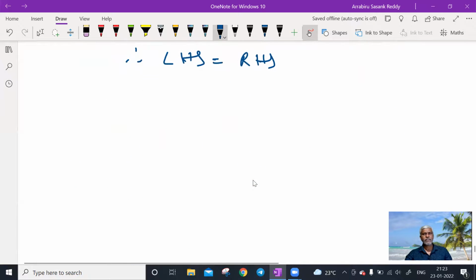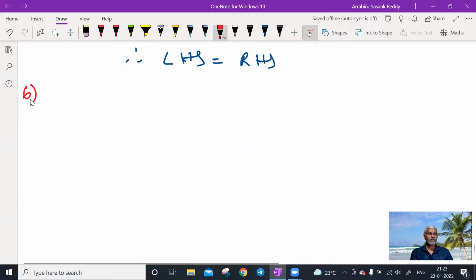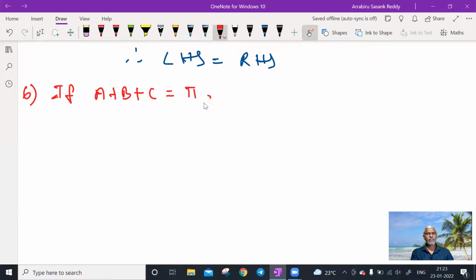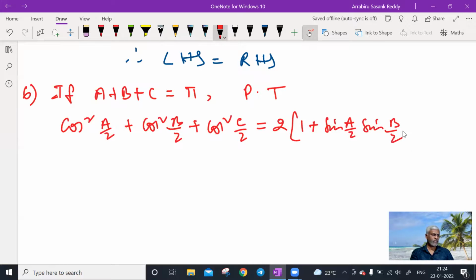Now let us take up one more question. Same, if A, B, C are angles in a triangle, that is a plus b plus c is 180 degrees, then prove that cos square a by 2 plus cos square b by 2 plus cos square c by 2 is equal to 2 into 1 plus sin a by 2 sin b by 2 sin c by 2.